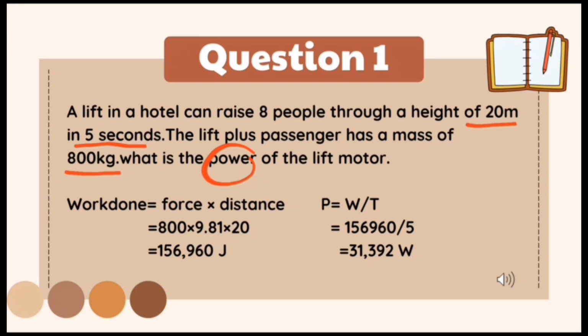800 must be multiplied with 9.81 and multiplied with the distance. So the answer will be 156,960. So next we proceed to calculate the power, which is to divide the work done by 5 seconds. The last answer will be 31,392 watts. And don't forget to put the SI unit.